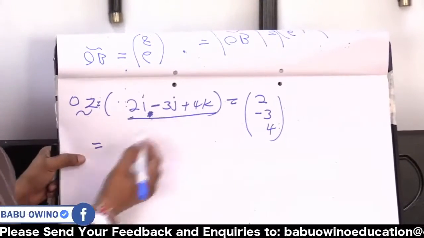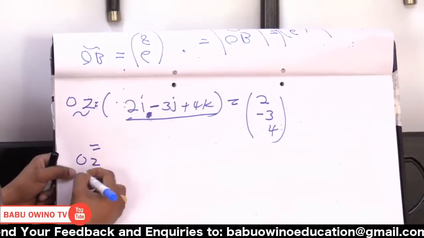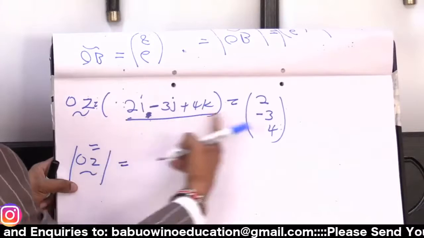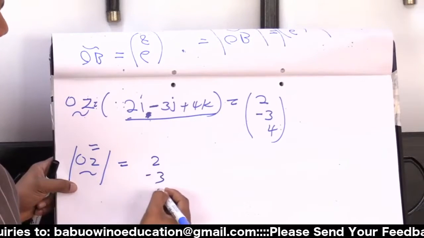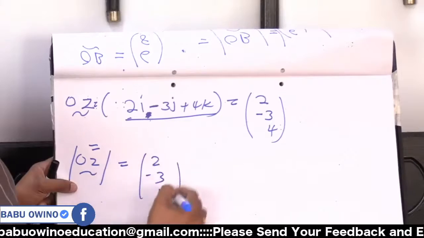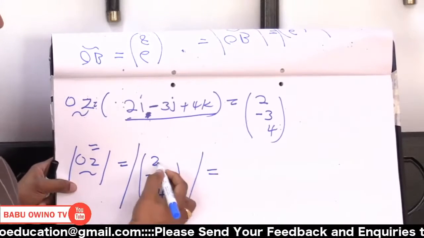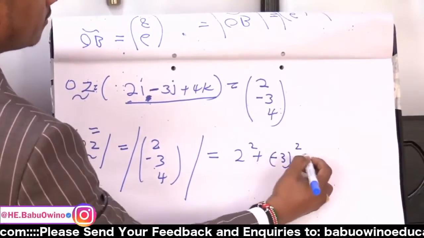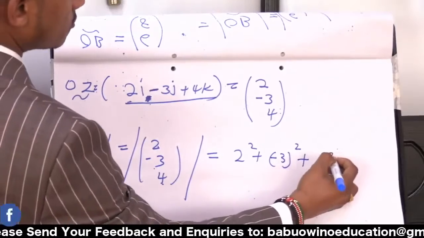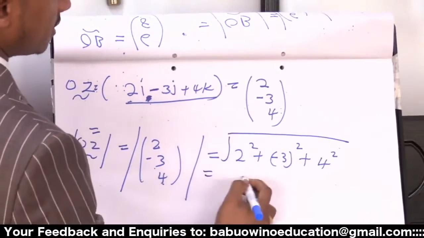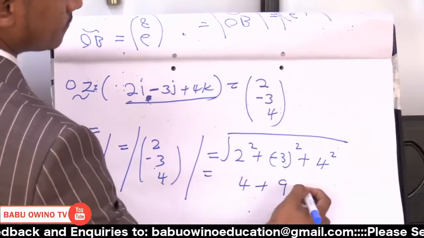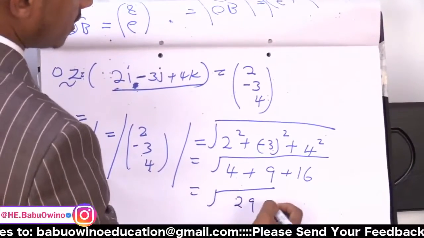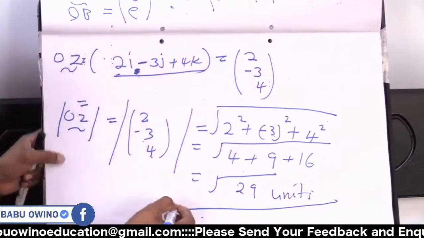So you can be told to find the modulus of this. The modulus of OZ equals the modulus of this. You write it in column vector form, which is 2, minus 3, 4. Then you introduce the signs. Just square: 2 squared, plus minus 3 squared, plus 4 squared, everything under the square root. This becomes 4 plus 9 plus 16 under the square root. This is the square root of 29 units.